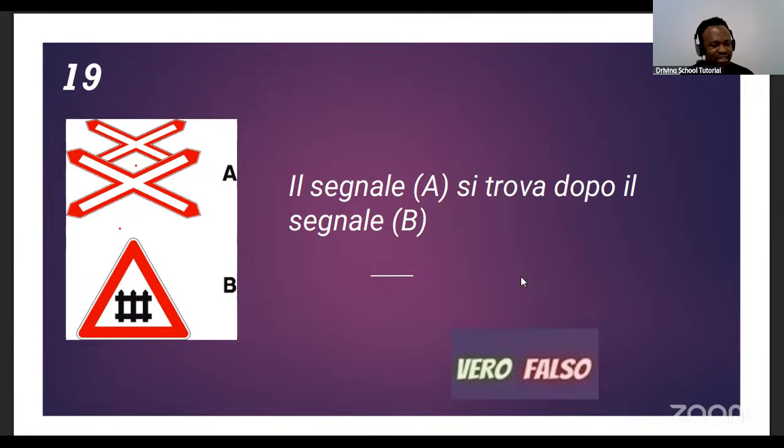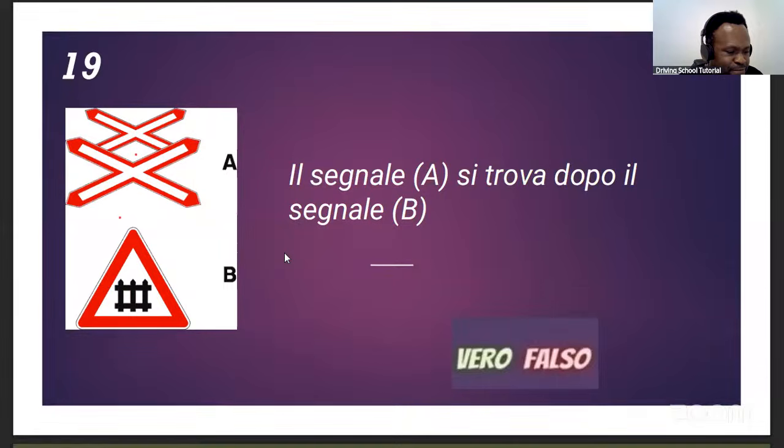So question number 19. Some of us said is vero, some of us said is falso. It says, il segnale A, which is this one, si trova dopo il segnale B, this one. That is to say, you will see this sign A after you have seen the sign B. And we said the answer is falso. Why is the answer falso? Take notes.